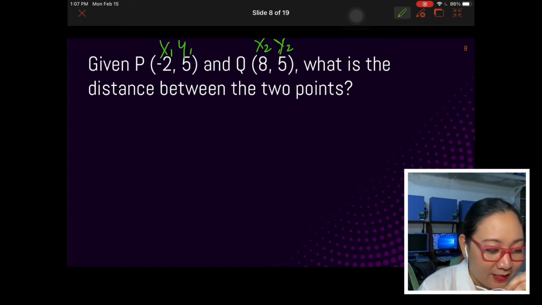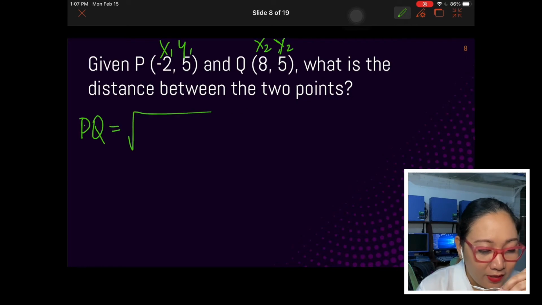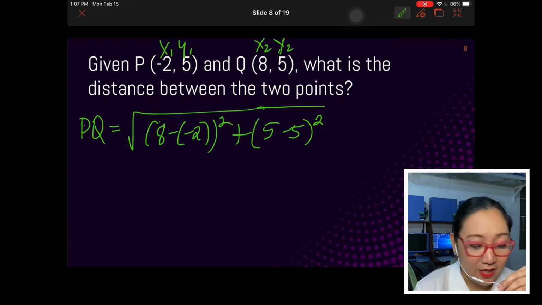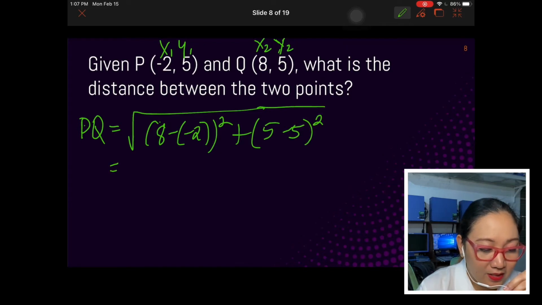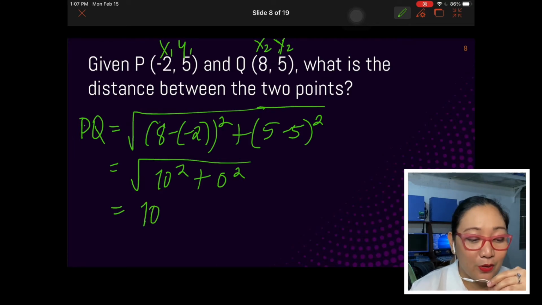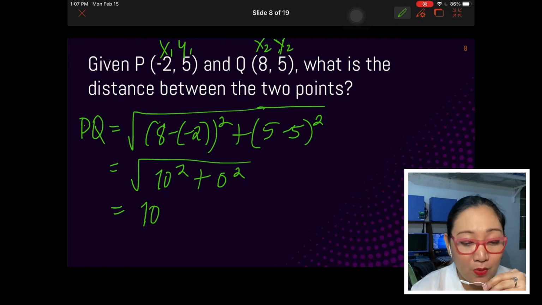So, the distance PQ is going to be square root of 8 minus negative 2 squared and then plus y2 minus y1, so that's 5 minus 5 squared. Okay? And then, we're gonna calculate this. Ang makukuha po natin ay 10 squared plus 0 squared. If we simplify that, we will just end up with 10. Okay? So, ito yun, yung formula talaga mismo.